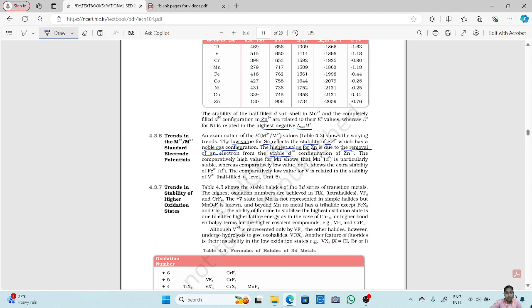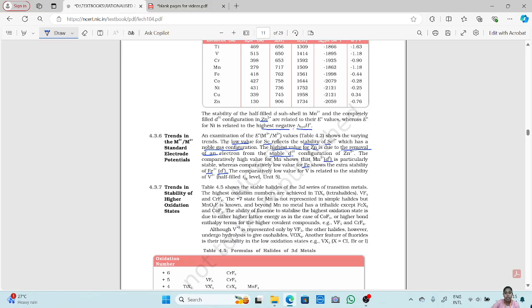And the comparatively high value of Mn, that is manganese, shows that Mn2 plus, d5, is particularly stable, whereas the comparatively low value of Fe shows the extra stability of Fe3 plus. Now Mn2 plus will have a comparatively high value because it already has a half-filled d orbital. Iron also shows extra stability because when it goes to the Fe3 plus form, it also has a half-filled d orbital. Hence, Fe3 plus is more stable than Fe2 plus.